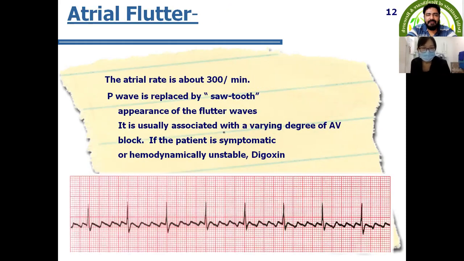Then there is atrial flutter. Okay, so these are the patterns of ECG in atrial flutter. So in atrial flutter, what should be given? Digoxin or digitalis. Okay, heard in pharmacology in second year. Digitalis and digoxin. Long question.